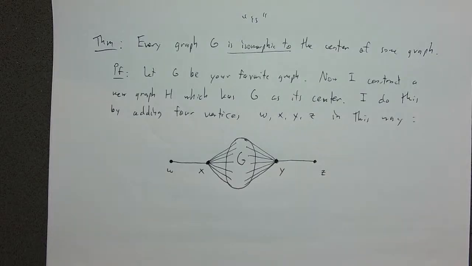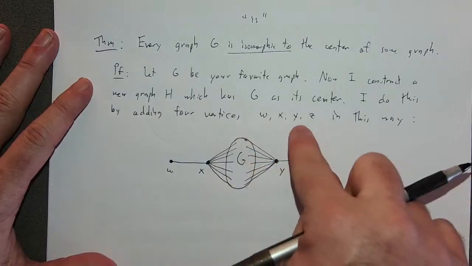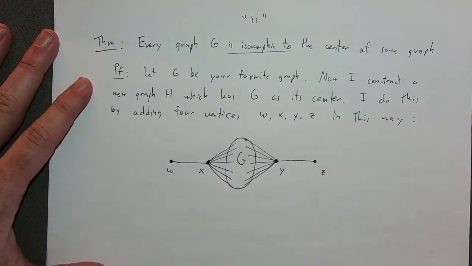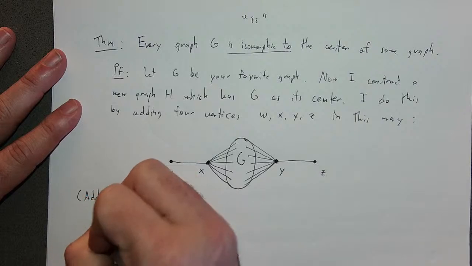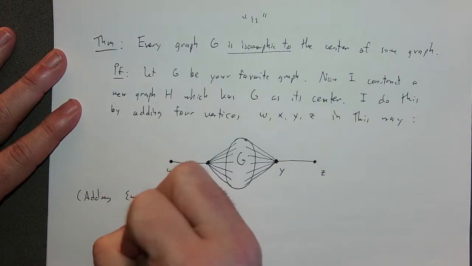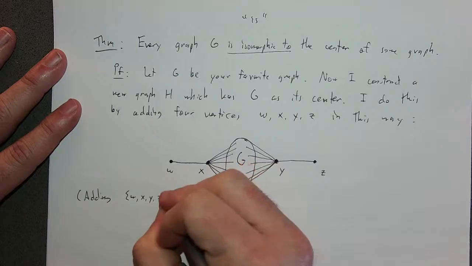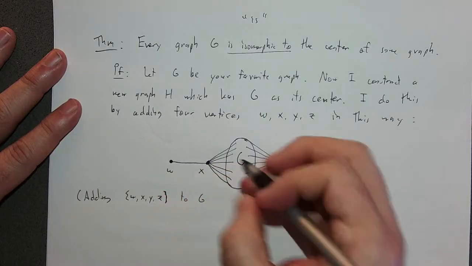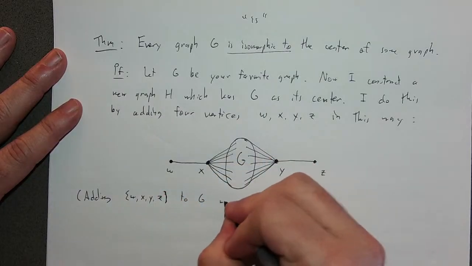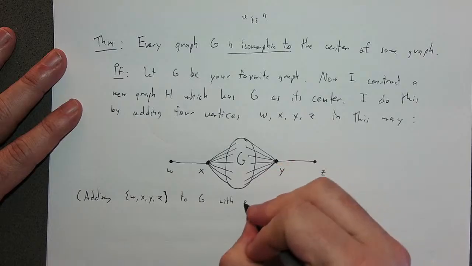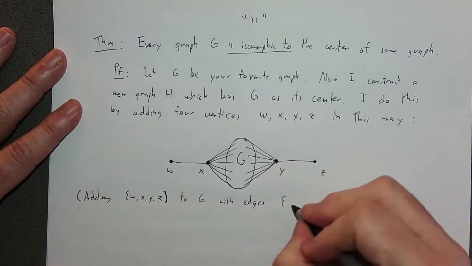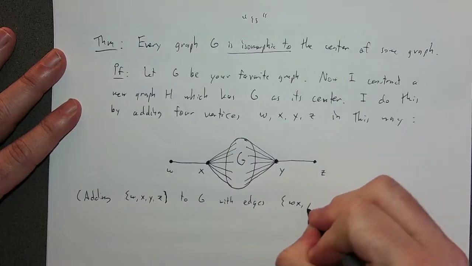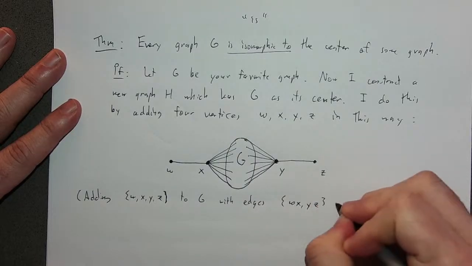All I do is that I add 4 vertices to G, along with the edges. So what does this picture say? I'm adding the vertices W, X, Y, Z to G, with edges. I'm adding the edges WX and YZ. Those 2 edges get added.